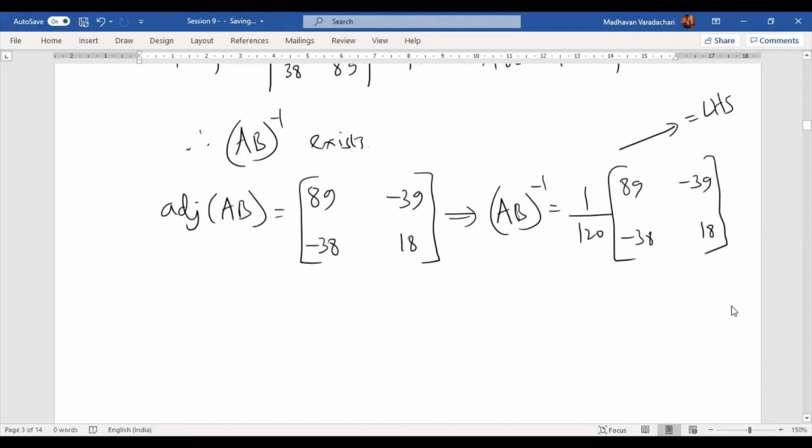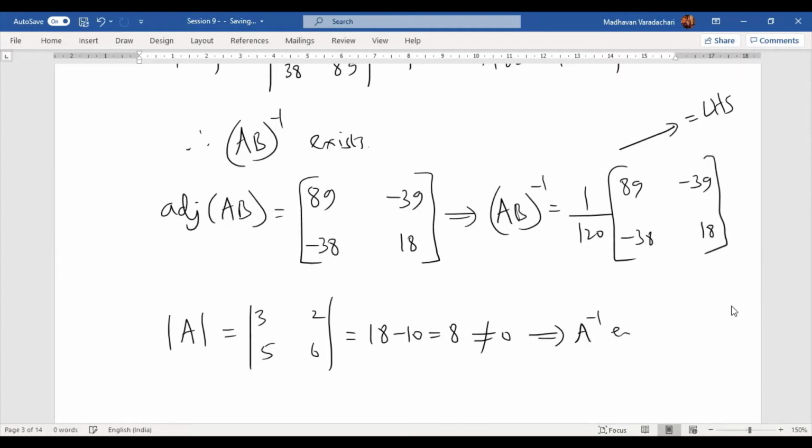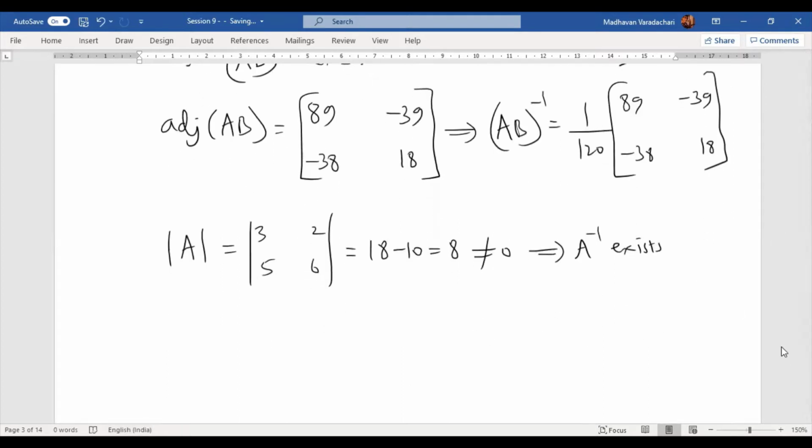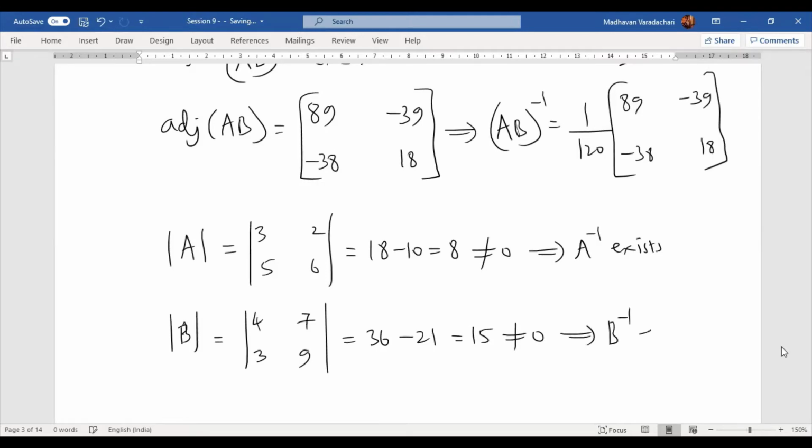Now let us find the determinant of A. Determinant of A is the determinant of 3, 2, 5, 6. That will give you 18 minus 10, which is 8, not equal to 0, which means A inverse exists. Then the determinant of B, it is 4, 7, 3, 9. 4 nines are 36, minus 7 threes are 21. That gives you 15, which is again not equal to 0, which means B inverse exists.